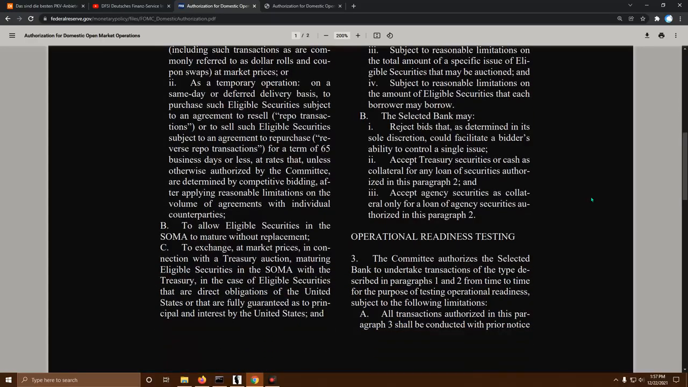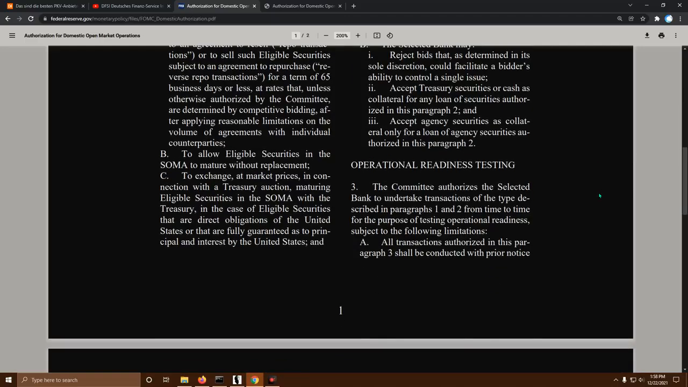B. The selected bank may reject bids that, as determined in its sole discretion, could facilitate a bidder's ability to control a single issue. 2. Accept Treasury securities or cash as collateral for any loan of securities authorized in this paragraph. And 3. Accept agency securities as collateral only for a loan of agency securities authorized in this paragraph. What do we know about agency securities? Fidelity has a ton of them.